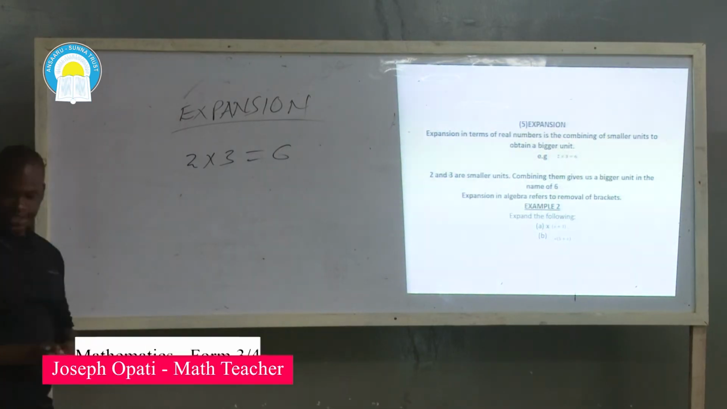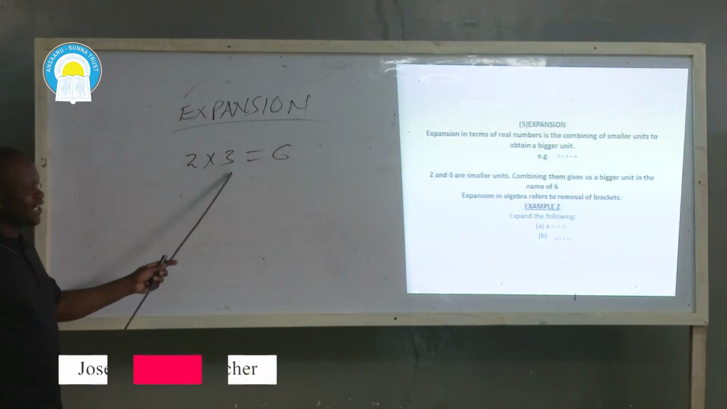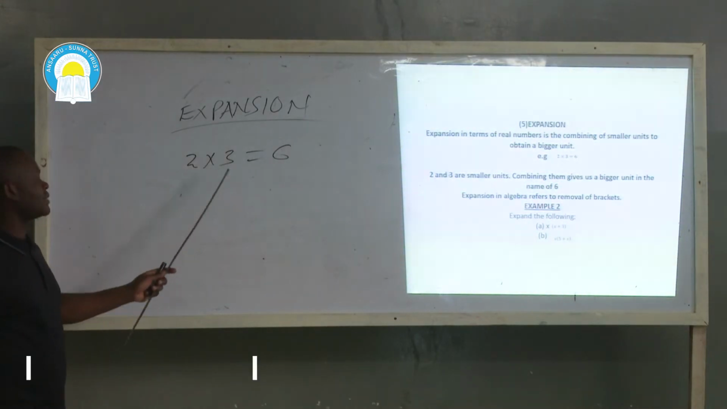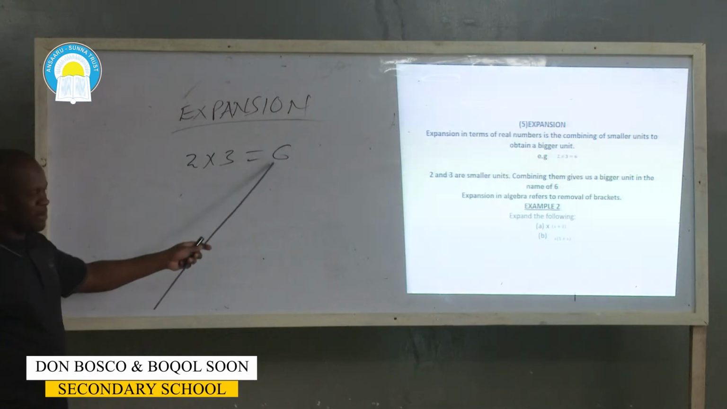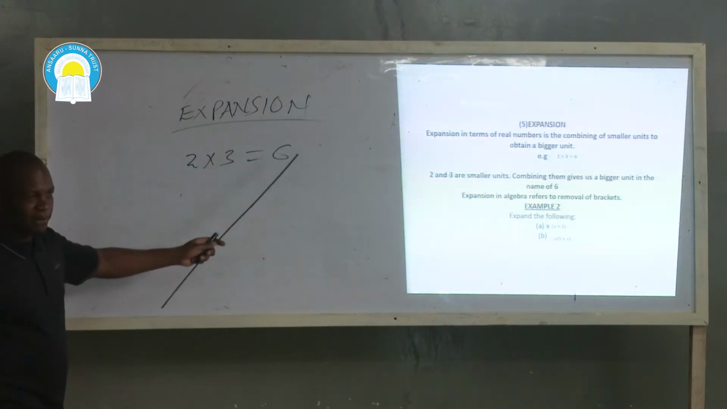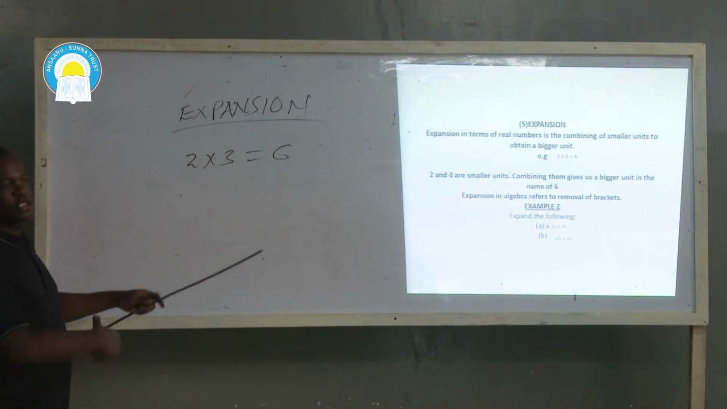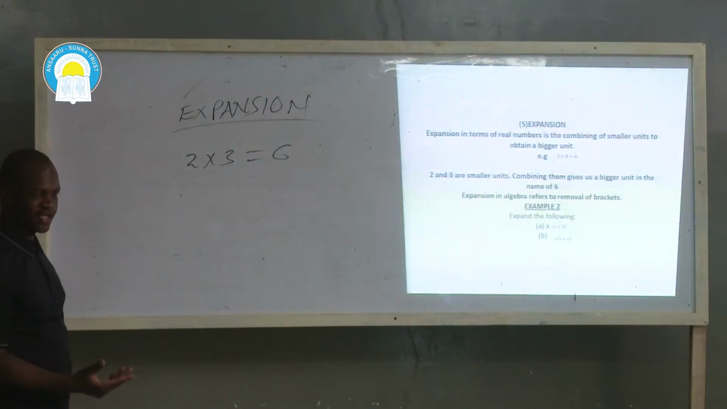If you're very keen, 2 here is a smaller unit. 3 is a smaller unit. The moment you combine them, what do you come up with? Something bigger than the 2, something bigger than the 3. So we are saying, moving from this side to that side, you have done expansion. Are we together?